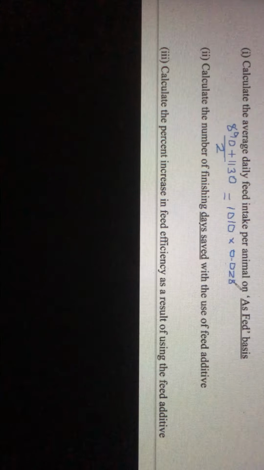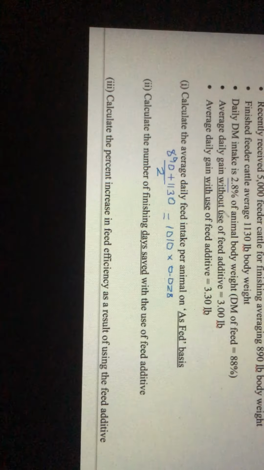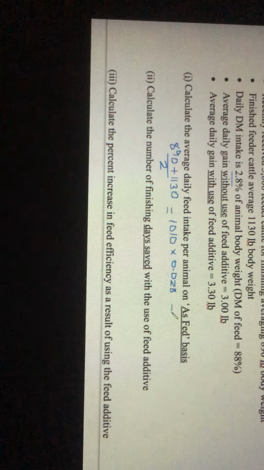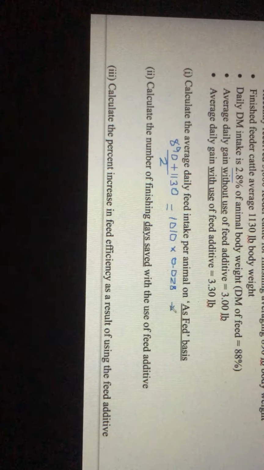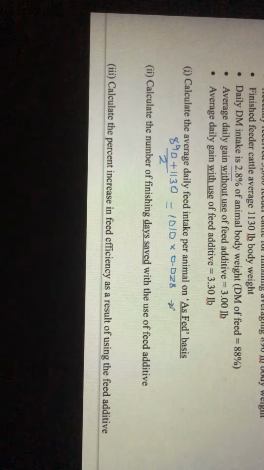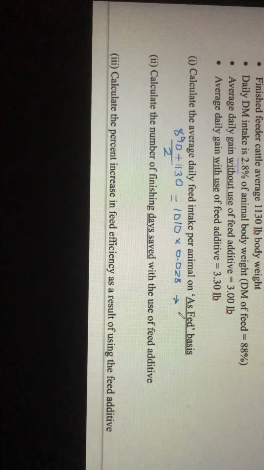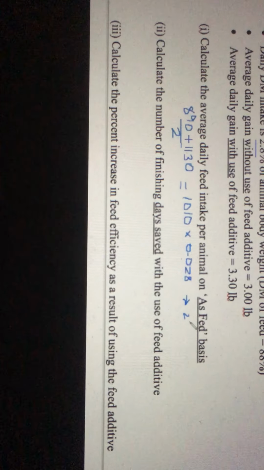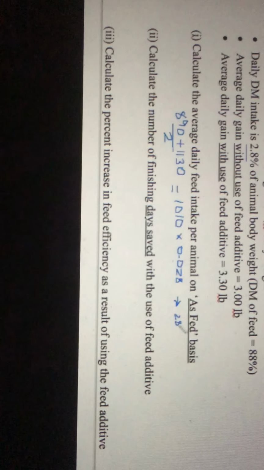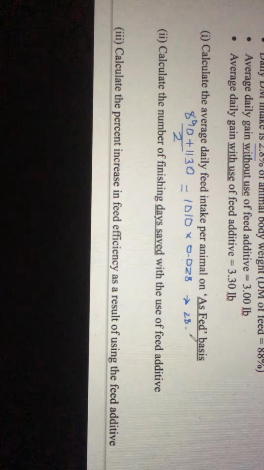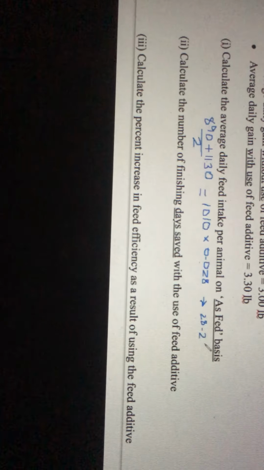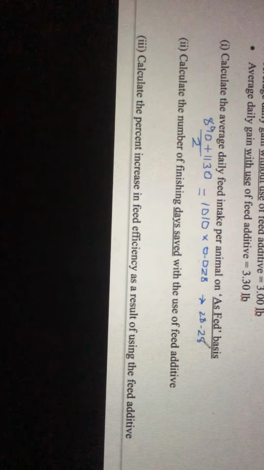That's coming from the 2.8. This number divided by 100 is 0.028. So times 0.028, I see 28.28 pounds.